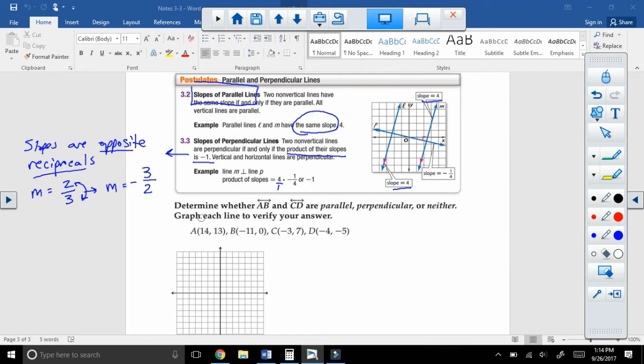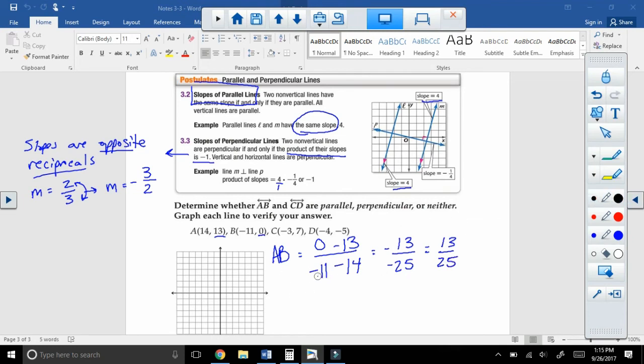Okay, so these last couple of examples we have here, we want to tell if these lines are parallel, perpendicular, or neither. And what we're going to do is look at their slopes, and then graph it to just double check. So the slope of line AB, I'm going to subtract those y values, subtract those x values. So the difference of the y values will be 0 minus 13. And then the x values, -11 minus 14. So I have -13 over -25, which when I clean that up a little bit, I'm going to just write 13 over 25.